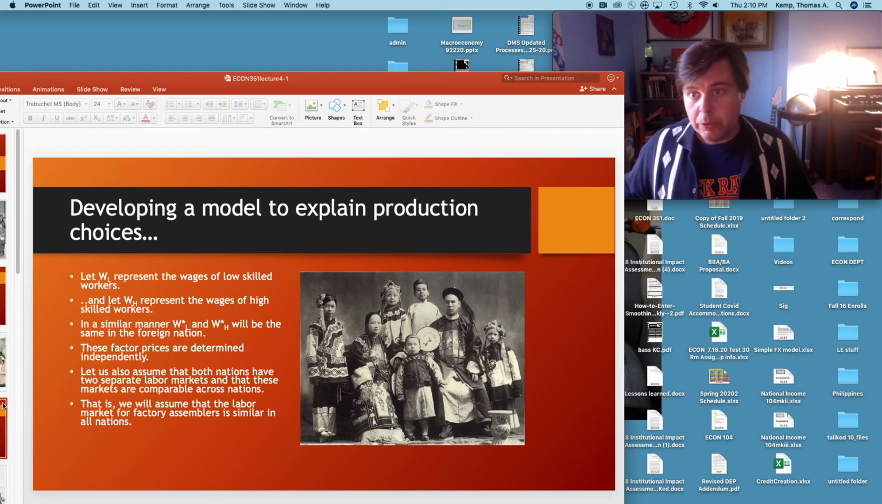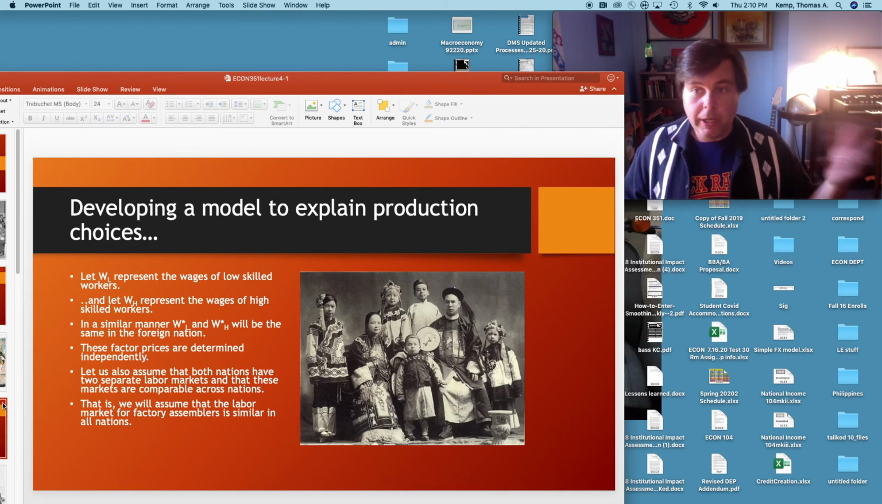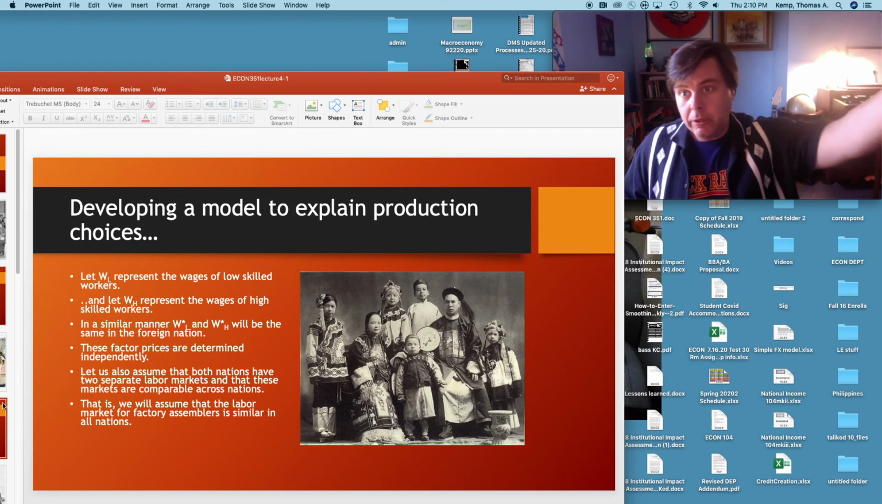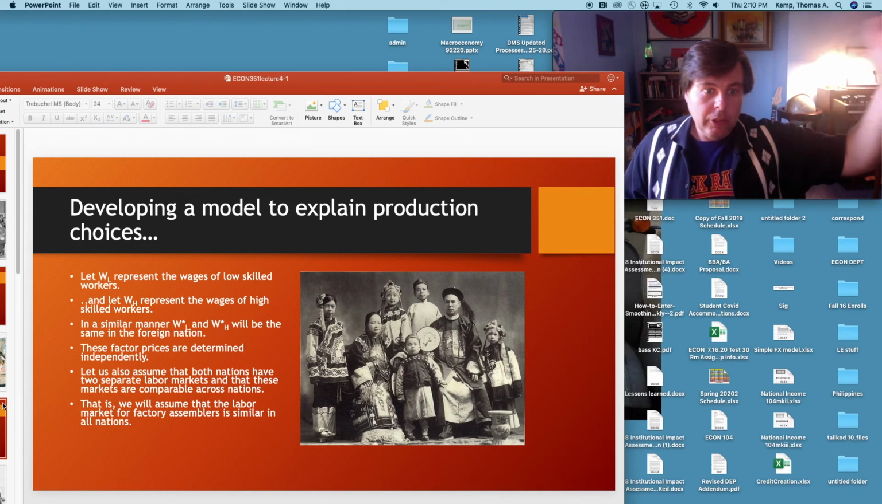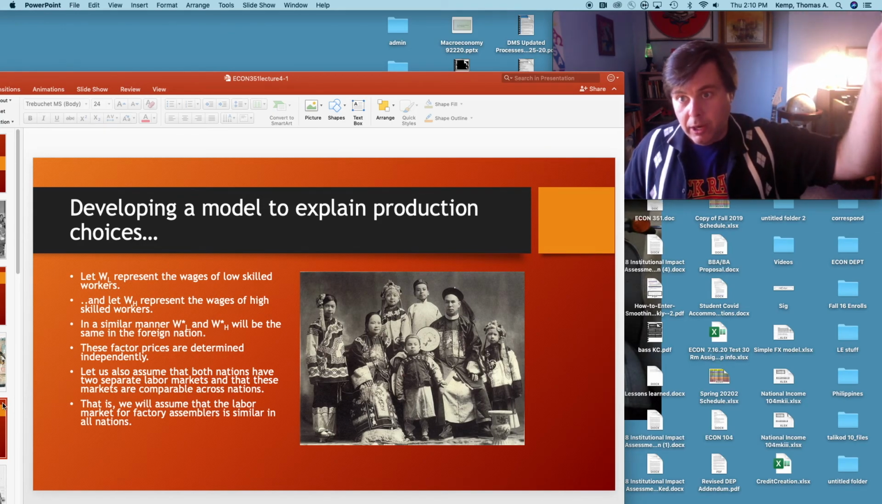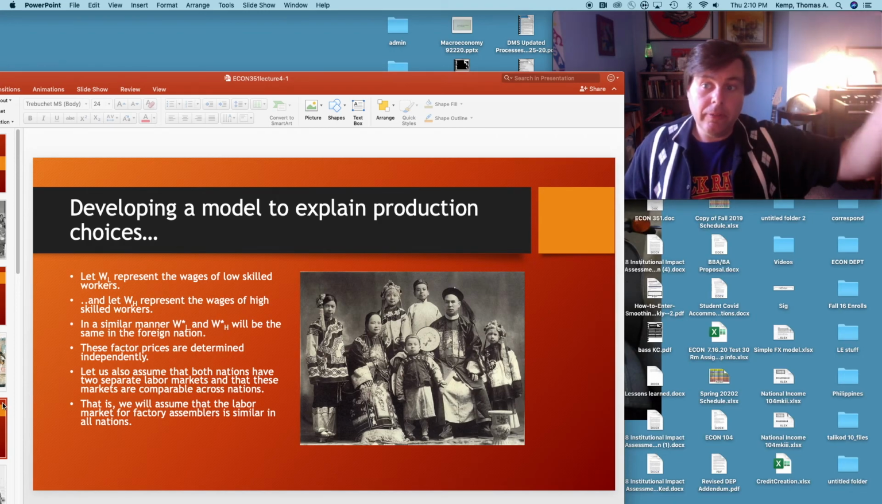Similarly, we're going to let W sub H be high skilled workers, and then, as we've done before, anything with an asterisk after it is the same but in the foreign country. So W sub L star is low skilled labor in the foreign country. Okay, so on.